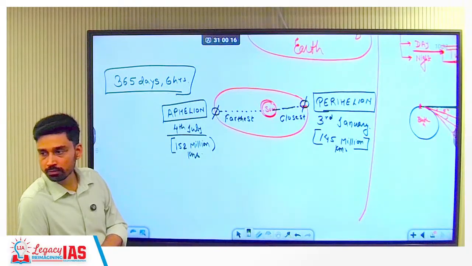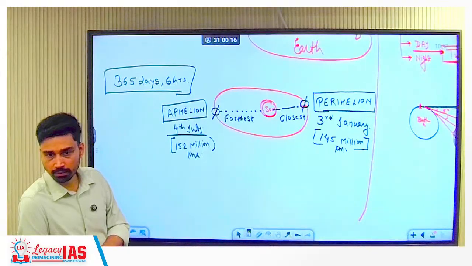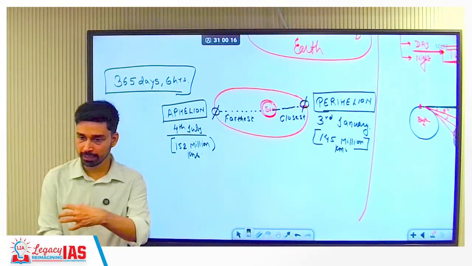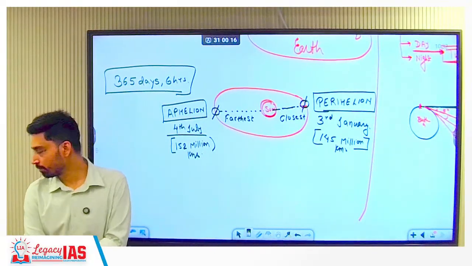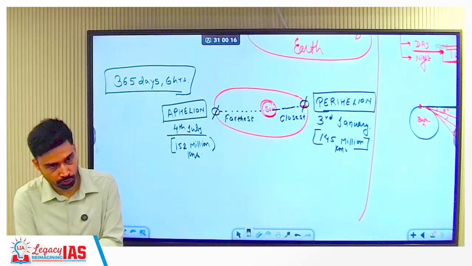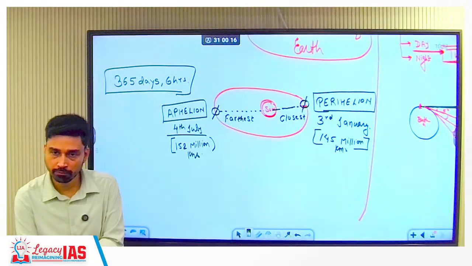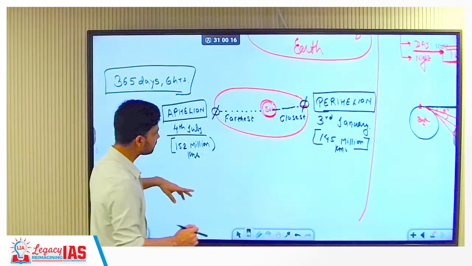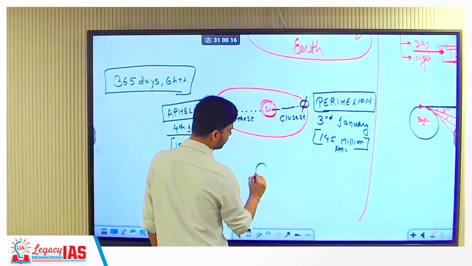Now, exact same thing we see in the case of the Moon and Earth system. The way Earth revolves around the Sun, the Moon is orbiting around the Earth itself. Moon also has which kind of orbit? Elliptical orbit. So what we can say? Moon also during its revolution, once it will become closest to the Earth, once it will become farthest from the Earth.